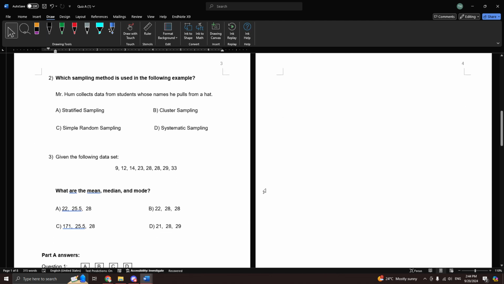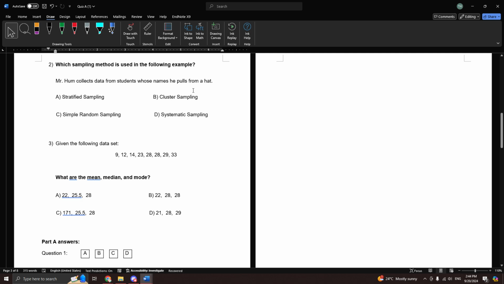Now, we look at question 2. We are given 4 different types of sampling, and we want to know which one I used in this example, where I'm collecting data from students whose names I pull from a hat. So let's go through these options together. Let's see what we can find.